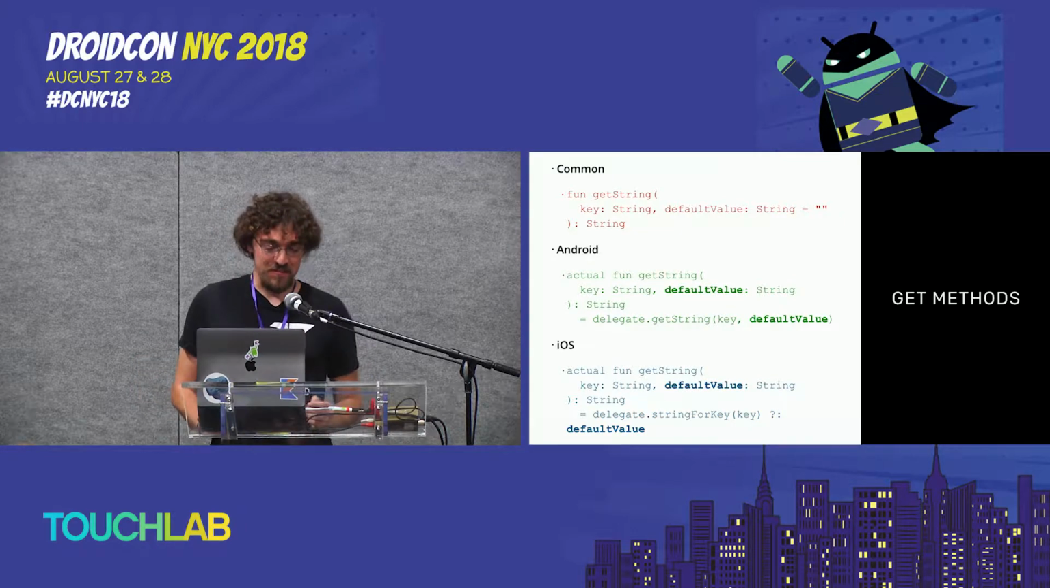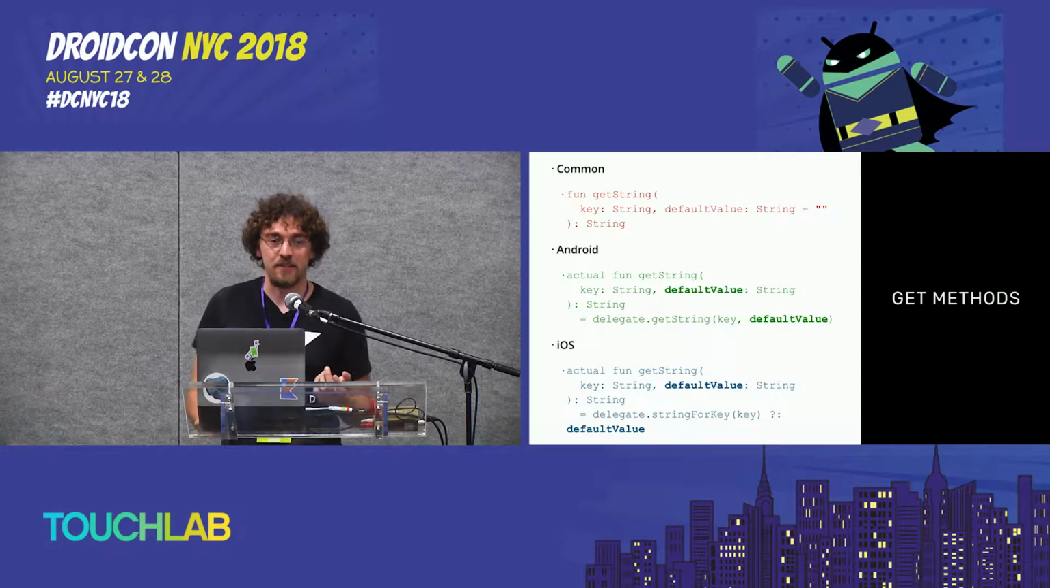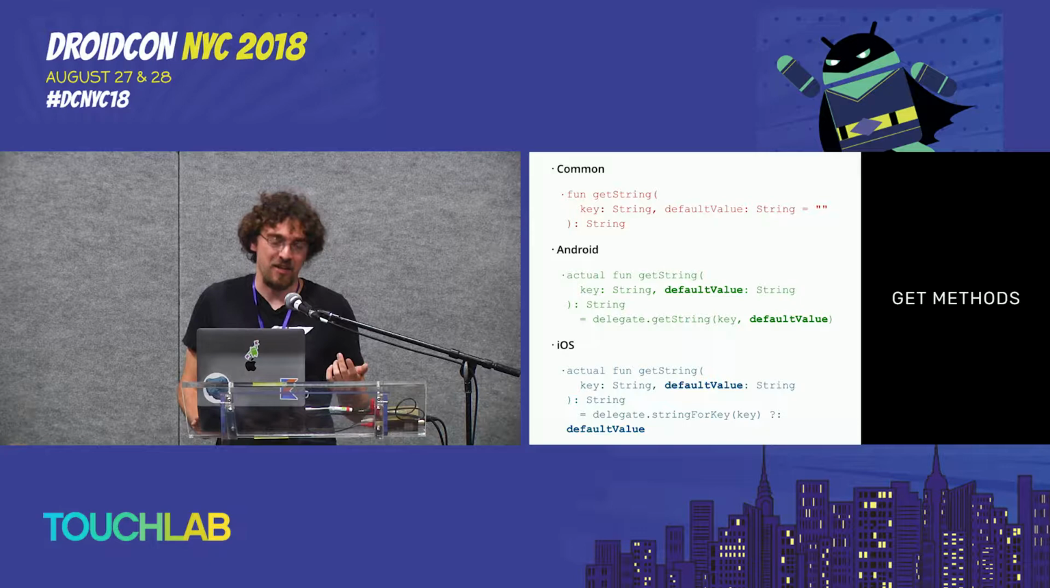But one thing that you do have to pay some attention to is where these APIs differ. The user defaults API on iOS does not have a concept of default value the way that Android does, and I still wanted to expose that in my library API. So I have to do a little bit of extra work to check if things exist and return the default value if not on iOS.